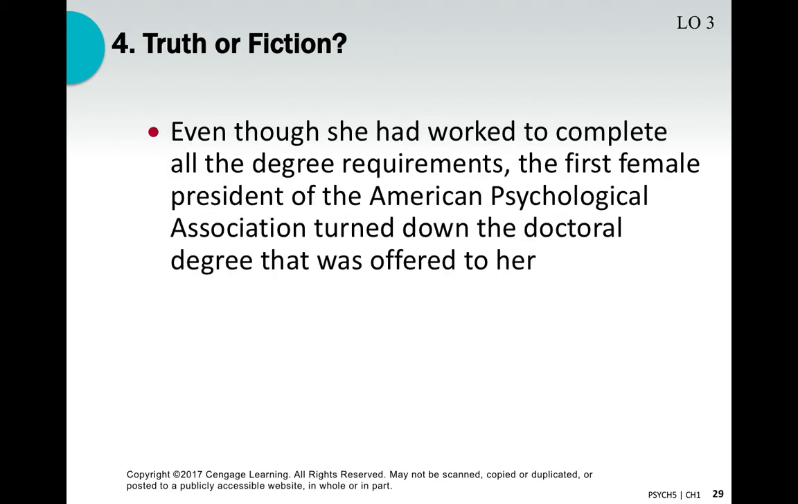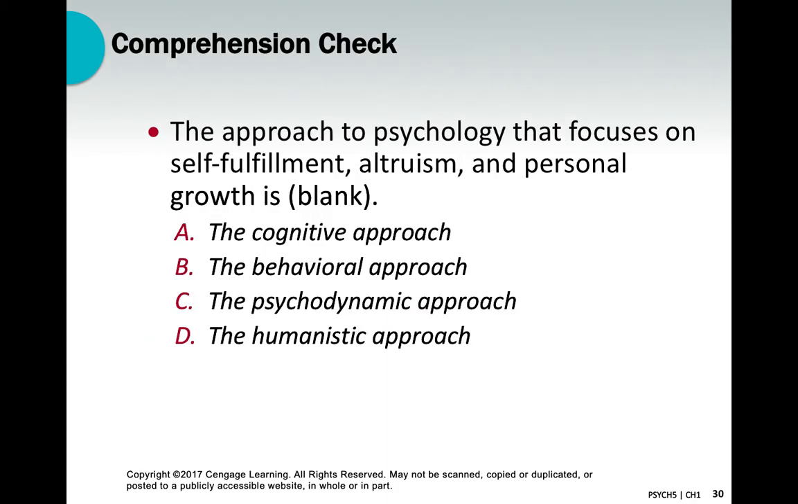Even though she had worked to complete all the degree requirements, the first female president of the APA, the American Psychological Association, turned down the doctoral degree that was offered to her. That is, in fact, true. The lady I talked about on the slide before completed all of the degree requirements, but was initially turned down. She turned down the degree, I think, because they turned her down initially. It wasn't until later on. It's a really crazy story. Just goes to show how much has changed in the history of psychology.